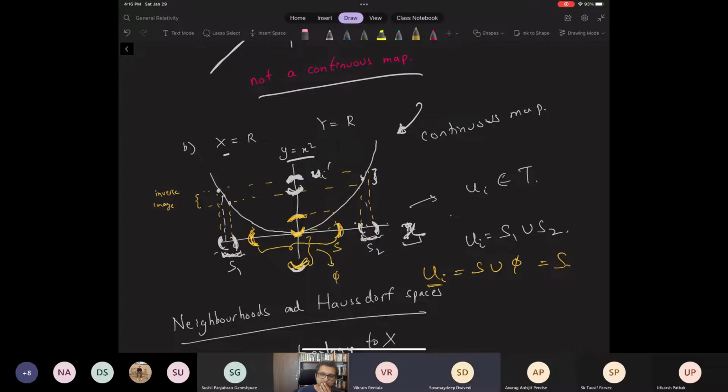Yeah, so just to be clear, it's not the inverse function. You're talking about the inverse image, which is different from the inverse function. It's the collection of points in X which gives rise under the mapping F into that region in Y.